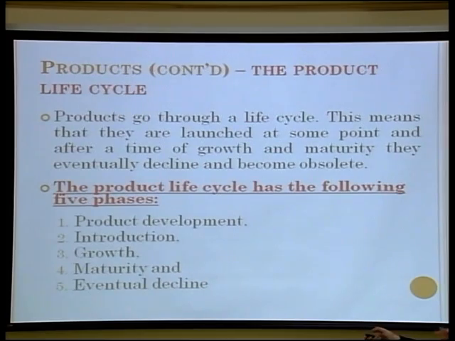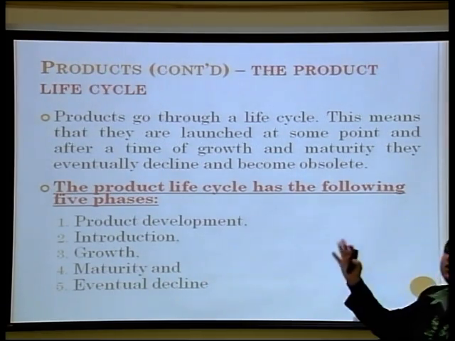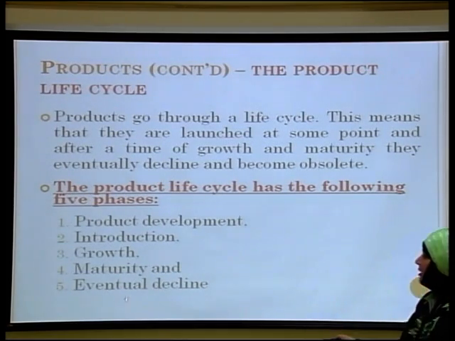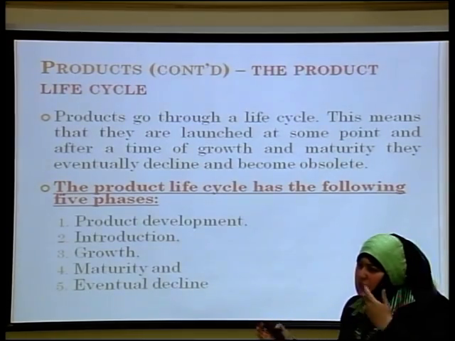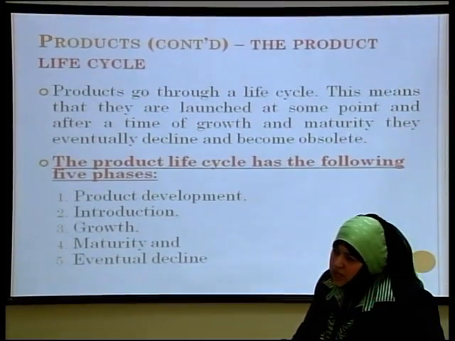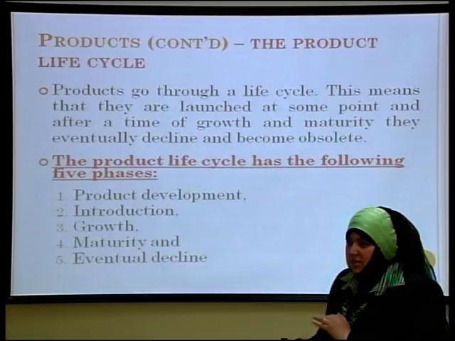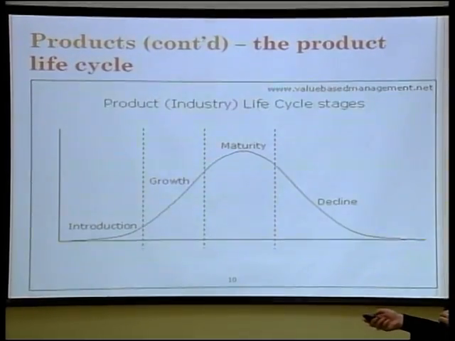Then maturity: now it's well known, and most people have already purchased this product. Accordingly, the last one is the eventual decline, because the market is full of this product and nobody else would like to get this product anymore. So it declines. Let's go through them one by one.